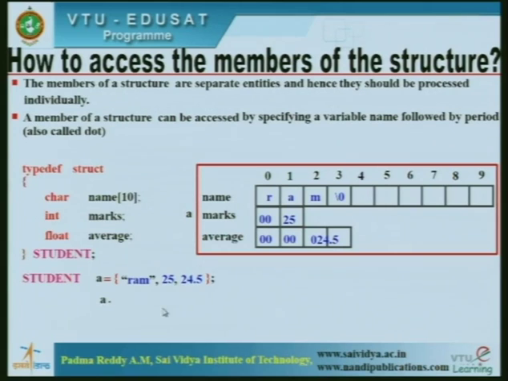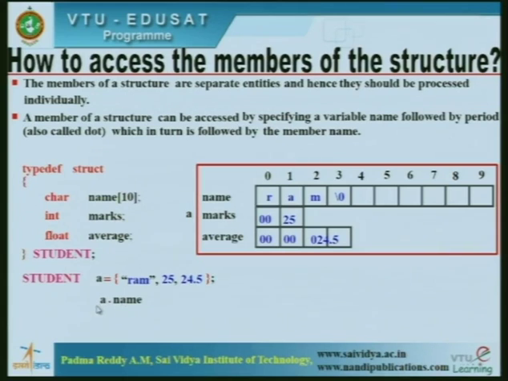After writing dot, suppose I want to access the name field. In the name, what string do we have here? RAM is there. I want to access this string. So, that string can be accessed using the variable name here. So, I write A dot name, which in turn is followed by the member name. First you have to write the variable, it has to be followed by dot, and then it has to be followed by the member name. What is the member name I want to access here? Name. So, here I write name.